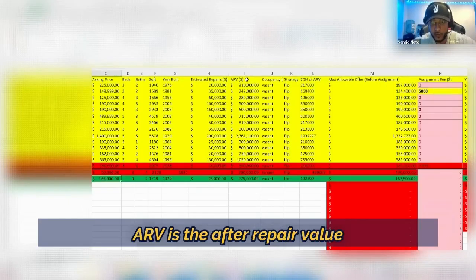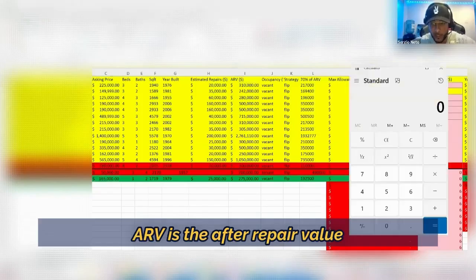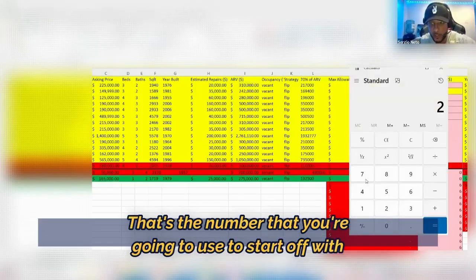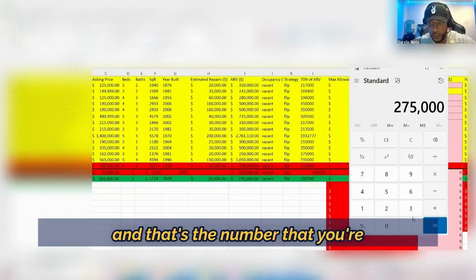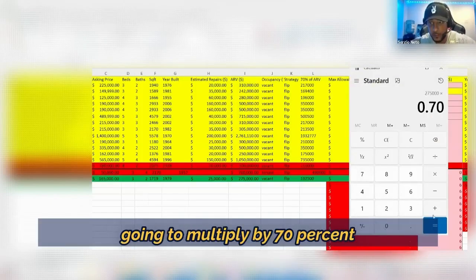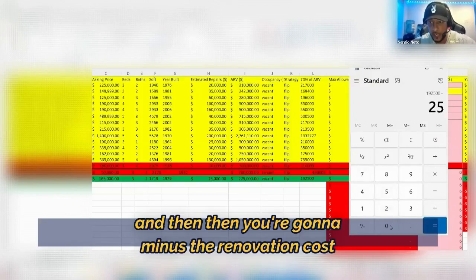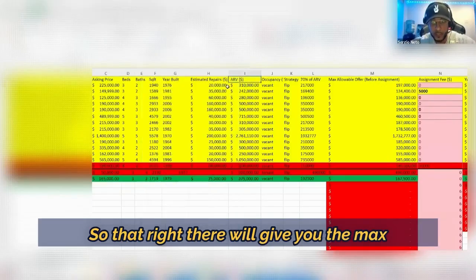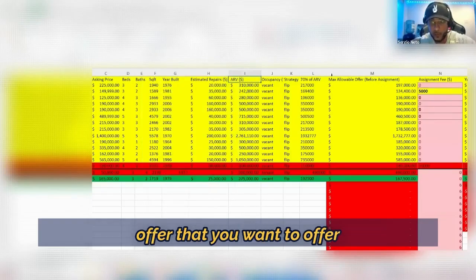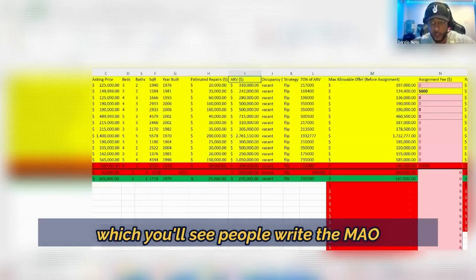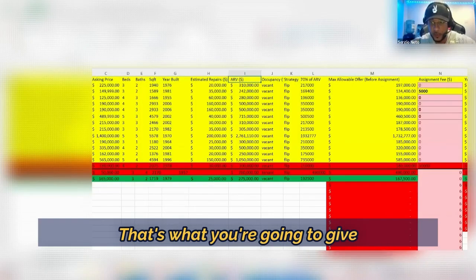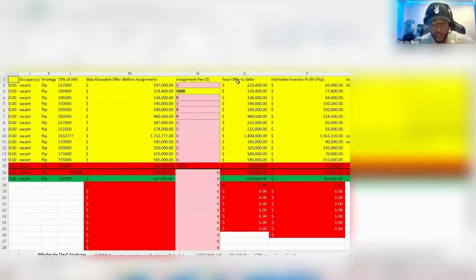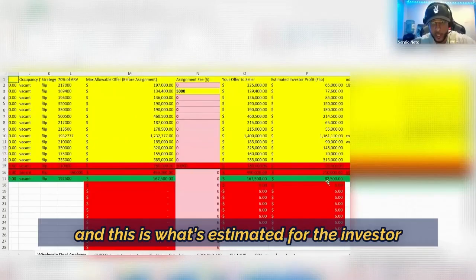So the ARV is the after repair value. That's the number that you're going to use to start off with, and that's the number that you're going to multiply by 70%, and then you're going to minus the renovation cost. That will give you the max offer. So max allowable offer, which you'll see people write as the MAO. That's what you're going to offer to the seller, and this is what's estimated for the investor.